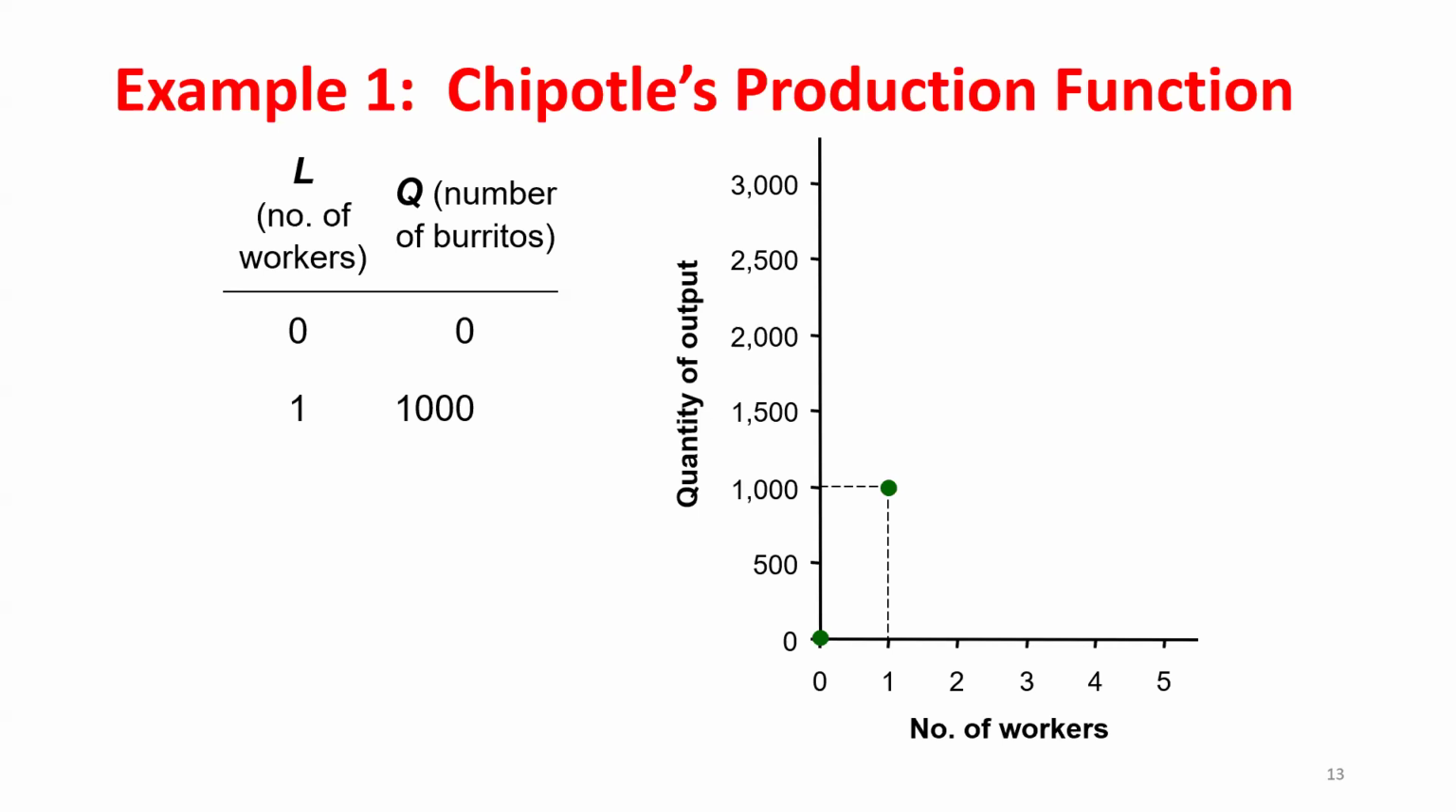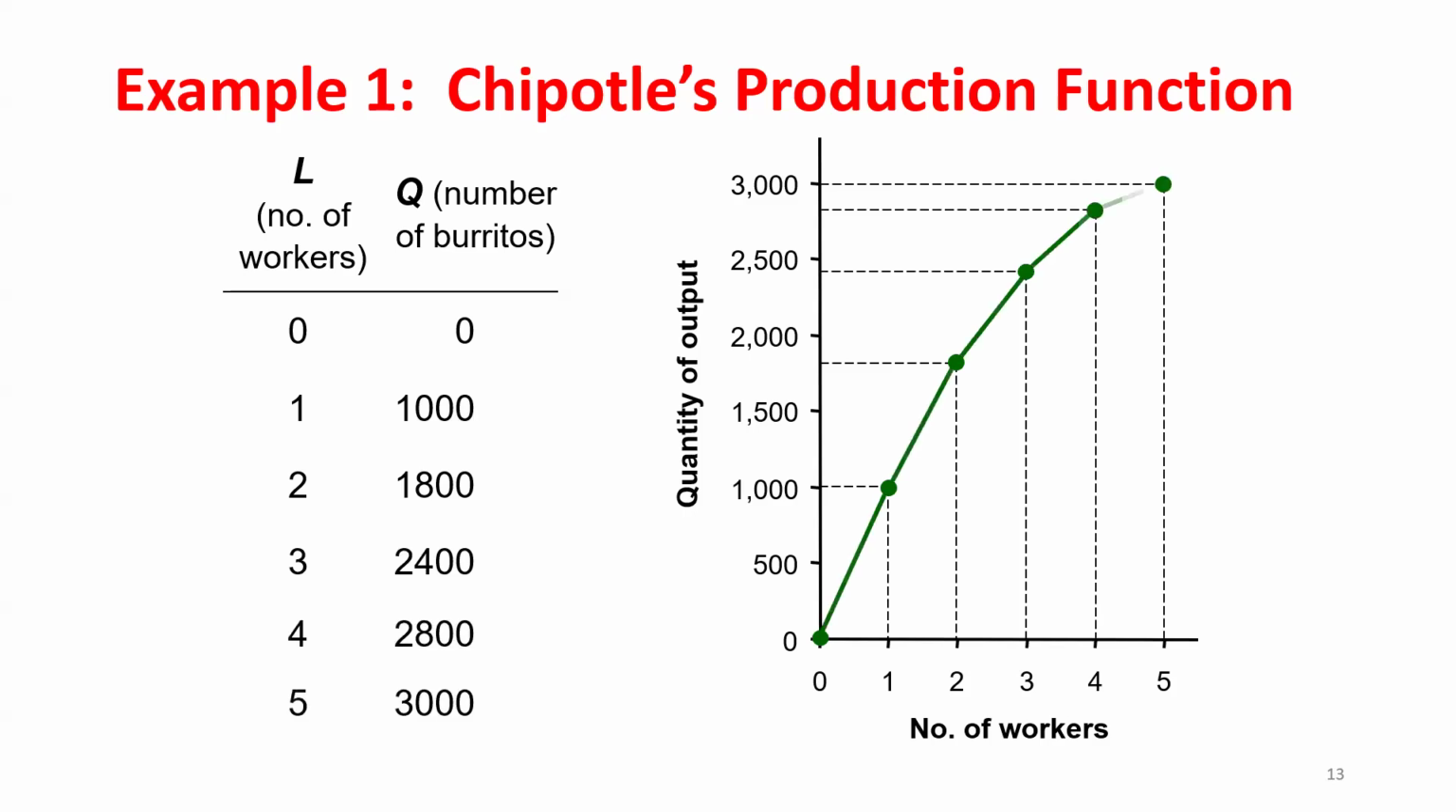So how much did my output increase by? 1,000. Who am I going to hire next? The second best worker. Maybe now my total number of burritos I can produce is 1,800. So even though output went up, what's the change in output? It only went up by 800. If I hire the third best worker, maybe my output goes up, but how much did it go up by? 600. So what's happening to the change in my output? It's increasing, but at a decreasing rate.